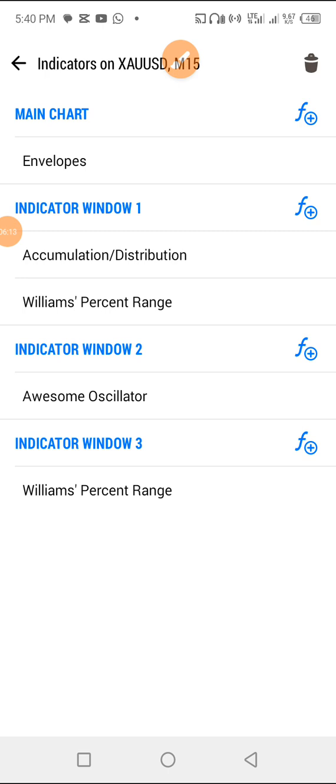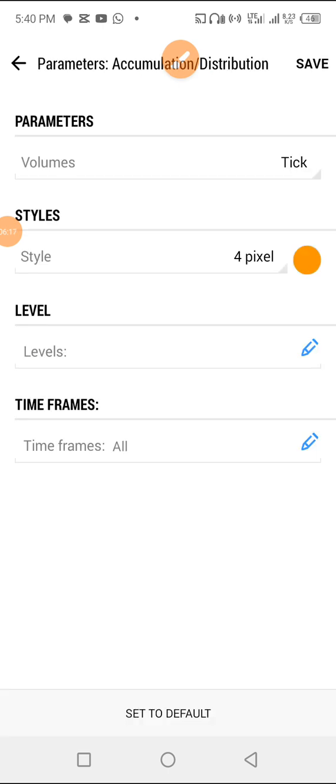Then you add the accumulation distribution. Now what we want to use this accumulation distribution for is to see the volume. That means volume is also important when it comes to trading. If there's volume for price to push up, we want to know. So we are going to apply the volume and other conditions before we make a decision.